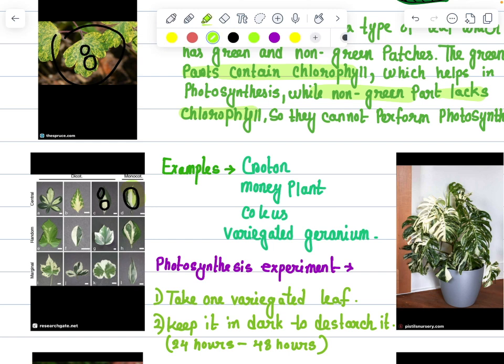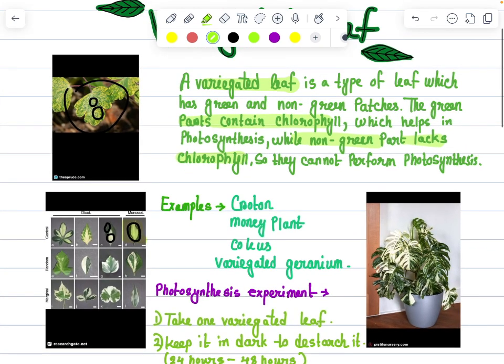So I am erasing this one. You just look at this picture, that there is a green part and there is a yellow or white part, whatever it is, other than the green color, right? So a variegated leaf is a leaf which contains a non-green part and a green part. The non-green part lacks the chlorophyll and the green part contains the chlorophyll.